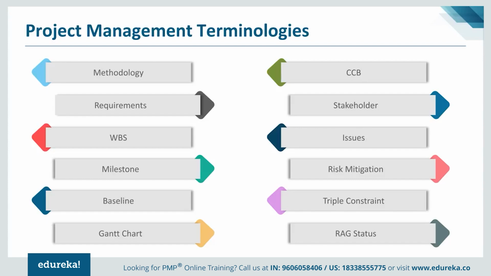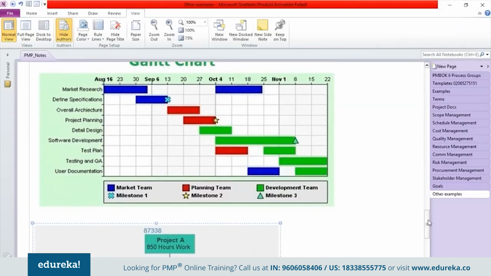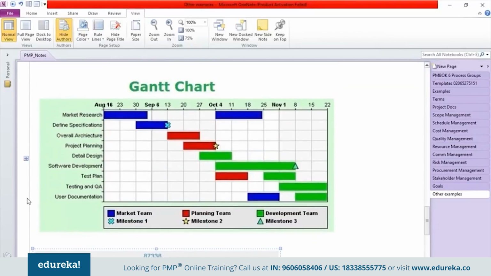Gantt charts are another popular tool which is used on the project. Let's take a quick example of a Gantt chart so that you will understand how it looks. Typically Gantt charts are very useful if we have to understand the dependencies of the activities, the various activities on the project and their duration, and how they are laid out over a period of time in terms of timelines, the dependencies, who is working on that, and so on. Plus it also shows you milestones. As you can see on the screen, we have market research activity, define specifications, overall architecture, etc. These are the activities that are being performed on the project.